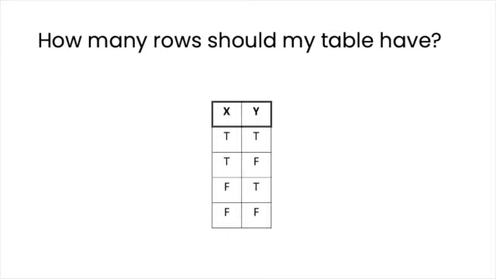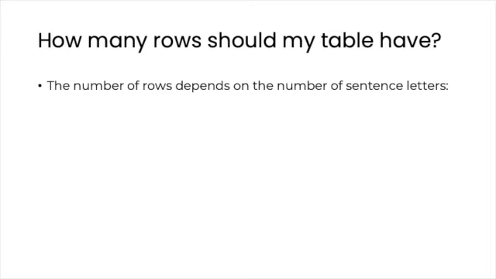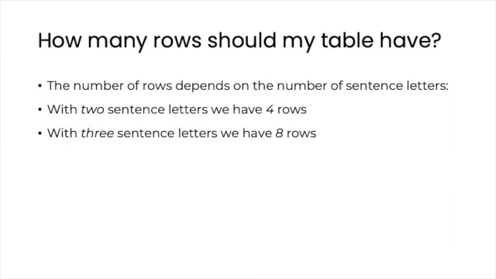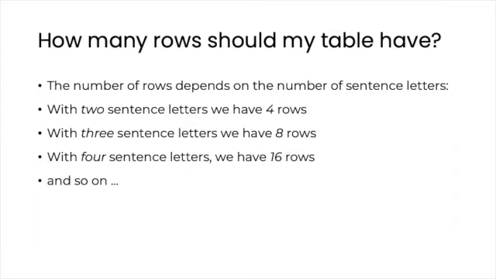If we add another sentence letter, we see that the number of possibilities is exactly 4. It could be that both sentences are true. It could be that X is true and Y is false. It could be that Y is true and X is false. Or it could be that both are false. In fact, the number of rows in a truth table depends on the number of sentence letters we are considering. With 2 sentence letters, we have 4 rows. With 3 sentence letters, we have 8 rows. With 4 sentence letters, we have 16 rows, and so on.